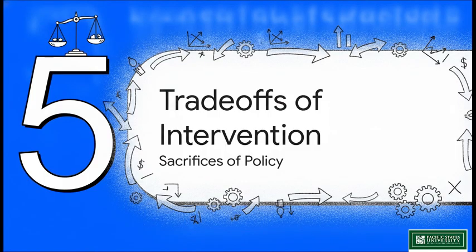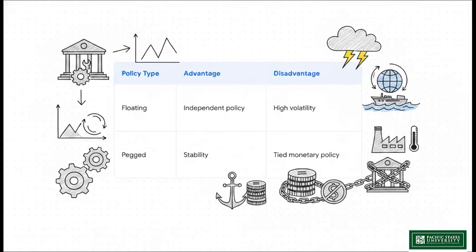Section 5. Trade-offs of intervention, or the sacrifices of policy. And this brings us to the core dilemma, the great trade-off that central banks face. There is no perfect policy. If you choose to float your currency, you get a beautiful thing called an independent domestic monetary policy. Your central bank can raise or lower interest rates to fight local inflation or to stimulate your way out of a recession freely. But the sacrifice is that you suffer high trade volatility.